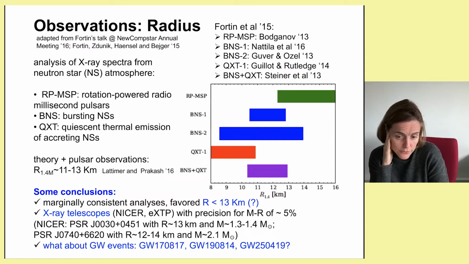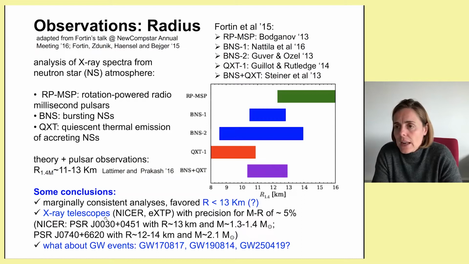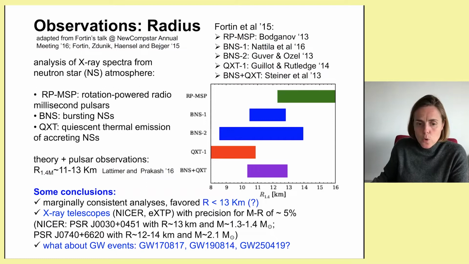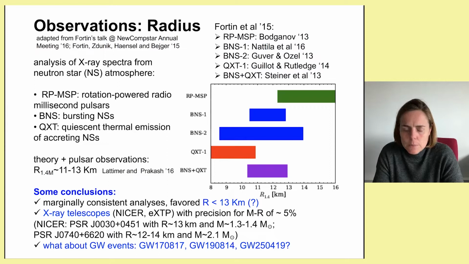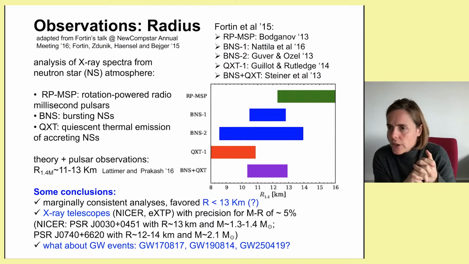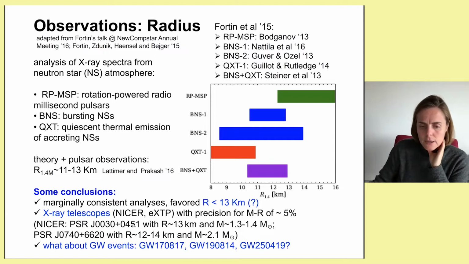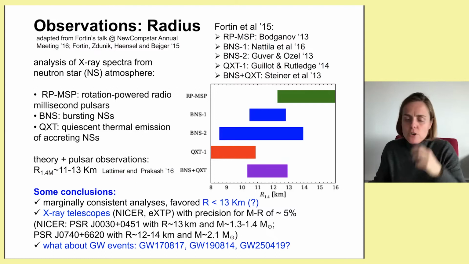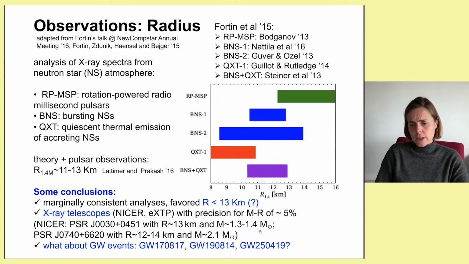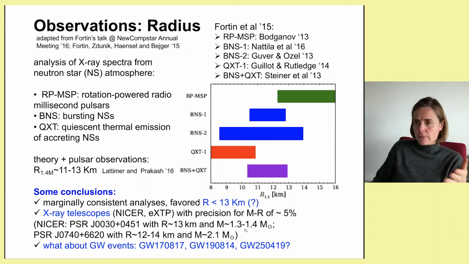And actually, thanks to all these X-ray telescope missions that are being launched, in particular NICER, which was sent to space 2-3 years ago, a NASA mission with a telescope located on the International Space Station, recently they have been giving much better analyses and observations of the radius for different objects. In particular, we have this PSR with a radius of around 13 kilometers for an object of around 1.3, 1.4 solar masses.